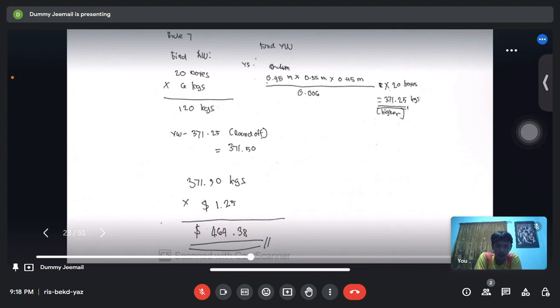But if the actual weight is the higher one instead of the volume weight, even if it has a decimal, there is no need to round off. But since this is the volume weight, we have to round off. 371.25 did not reach 51, so we round the decimal down to 50. So 371.50 kilograms times $1.25 is equal to $464.38. So that is our dutiable freight.